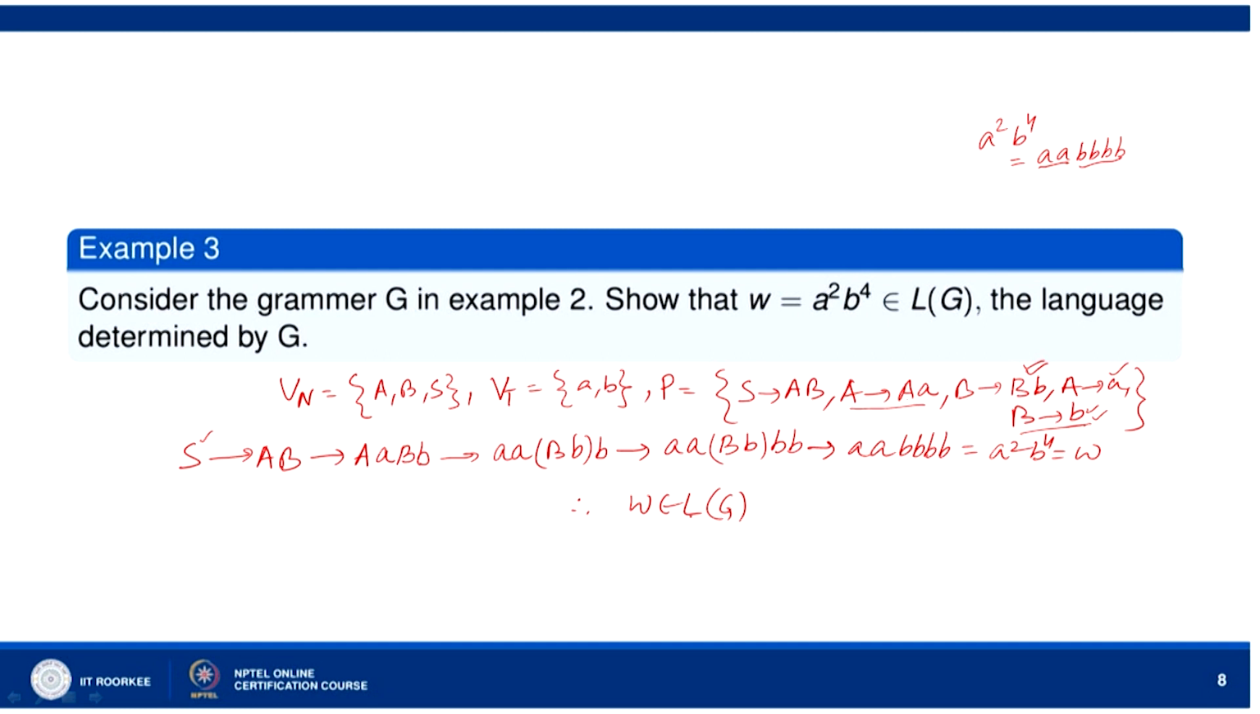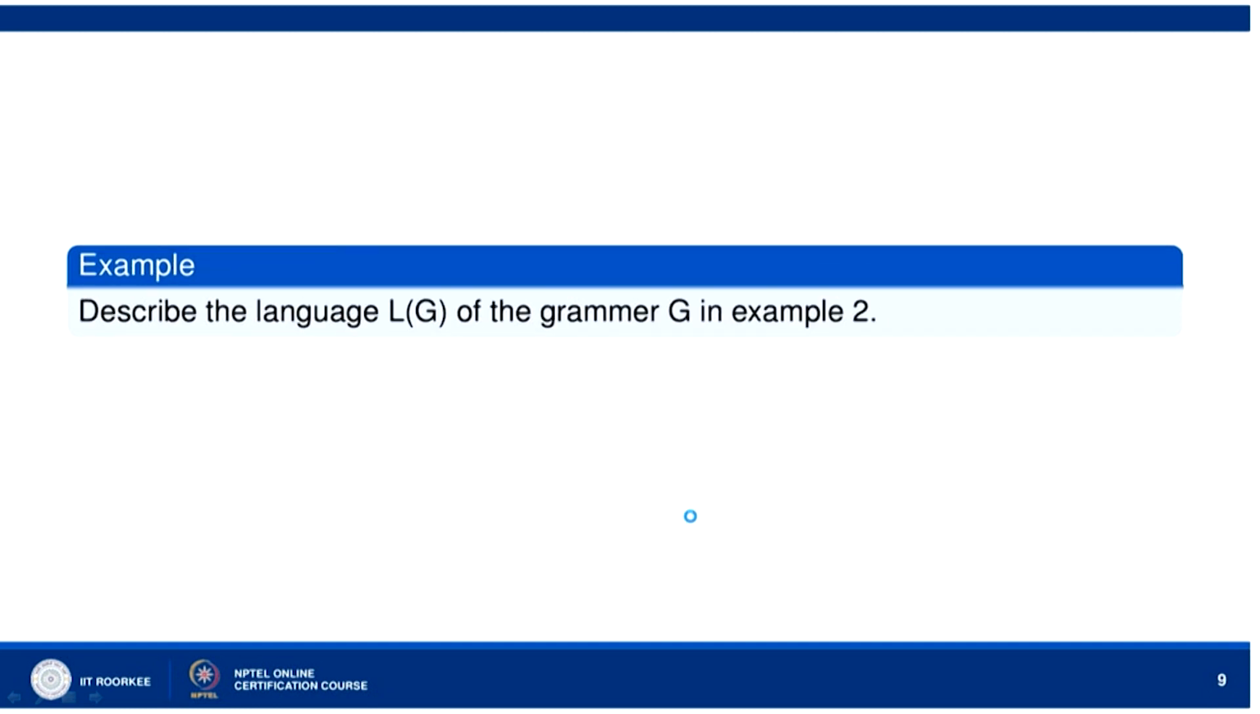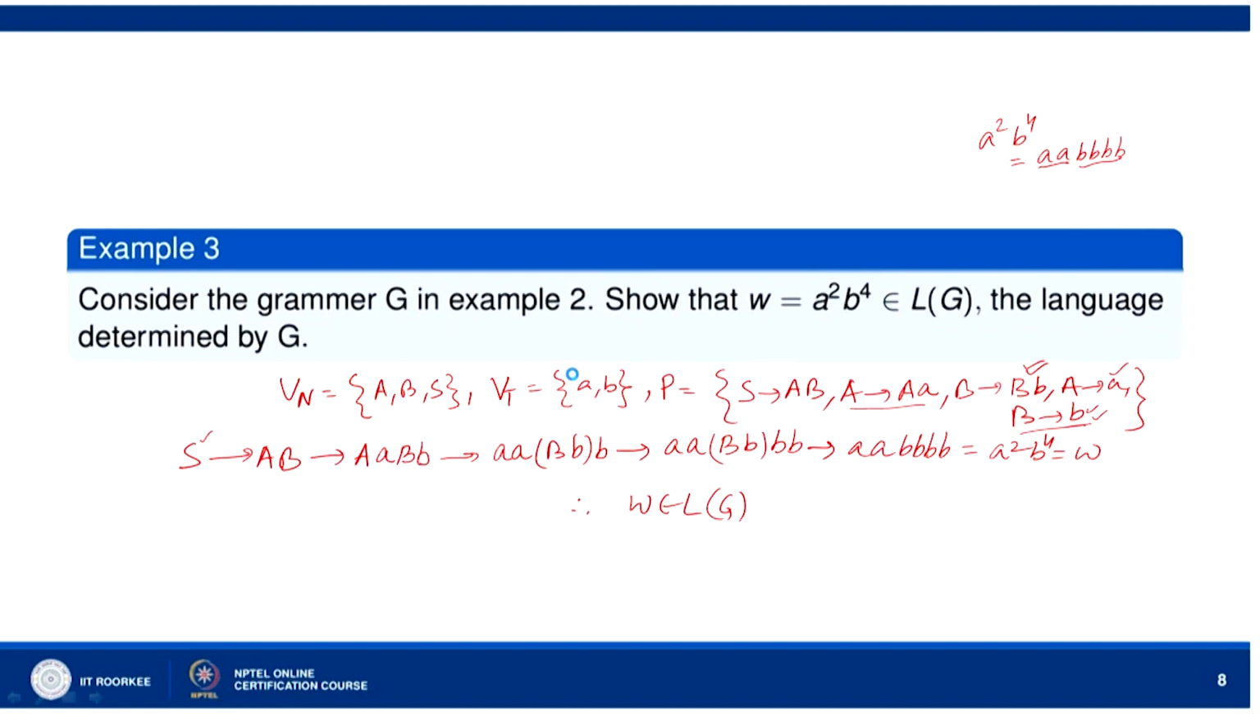Okay. So, W belongs to LG. Now, describe the language LG of the grammar G in example 2. Let us see now what kind of elements could be there in LG. LG is equal to the set of all W such that S derives W in zero or more steps. Let us see what we have here.